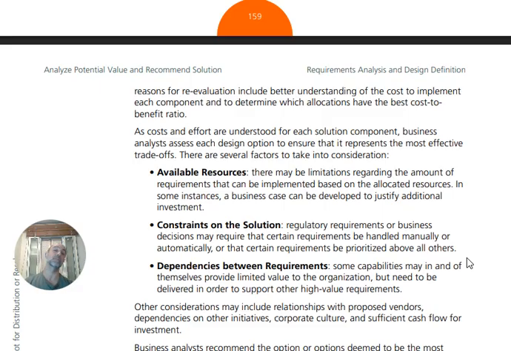Available resources: there may be limitations regarding the amount of requirements that can be implemented based on the allocated resources. In some instances, I can't build a boat when I don't have the steel for it, and I don't have money to buy the steel. So maybe I could build a raft or something, right? If my goal is to cross the river, a good solution might be a bridge, but a simpler solution might be a small boat or a swing or something.